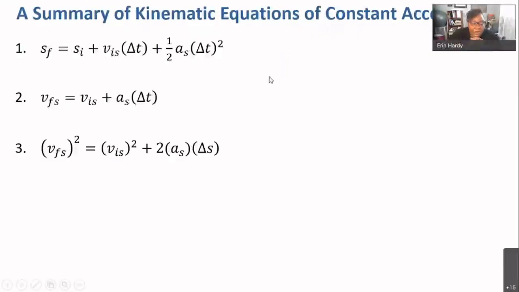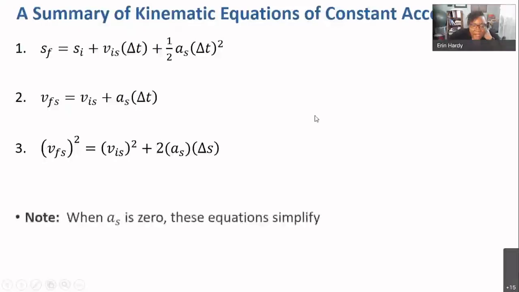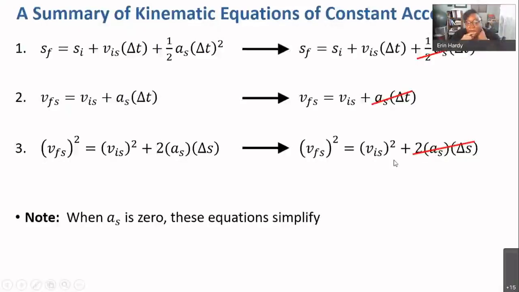So this is our set of 3 equations. The position function for the s-axis, the velocity function for velocity along the s-axis, and then our time-independent one. And as we mentioned a bit earlier, whenever a_s is equal to 0, these simplify. Actually, 2 of them become useless, because when a_s is equal to 0, you've proven that the square of the final velocity is the same as the square of the initial velocity. That's exactly the same conclusion that you reach in equation 2 right here.